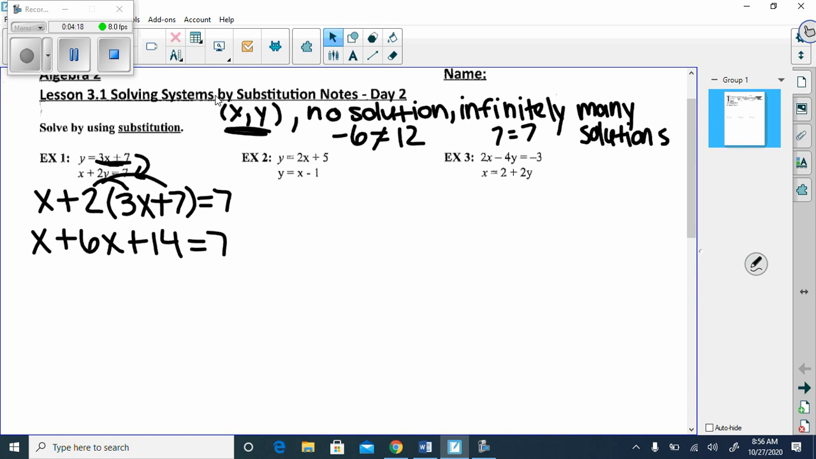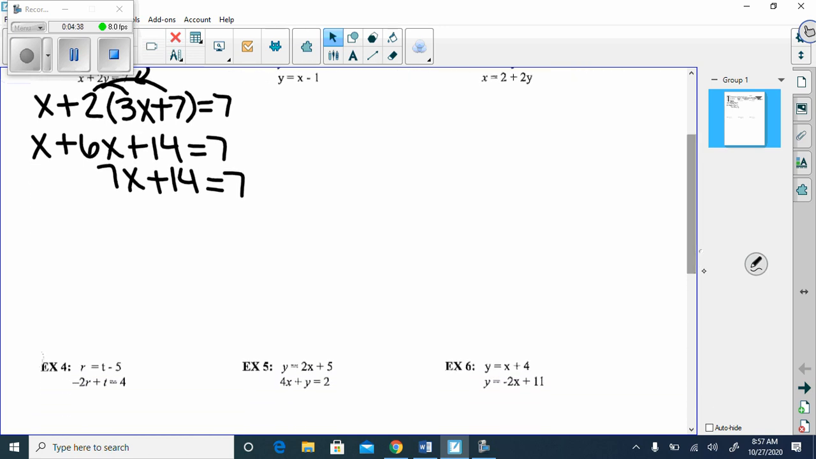Equals 7, right? Okay, now we would need to combine our like terms. So I have an x and a 6x all together. That gives me, so I've got 7x plus 14 equals 7. Okay, now what would I need to do? Subtract 14. So I subtract 14 from both sides. And so now I have 7x equals, what is 7 minus 14? Good job.